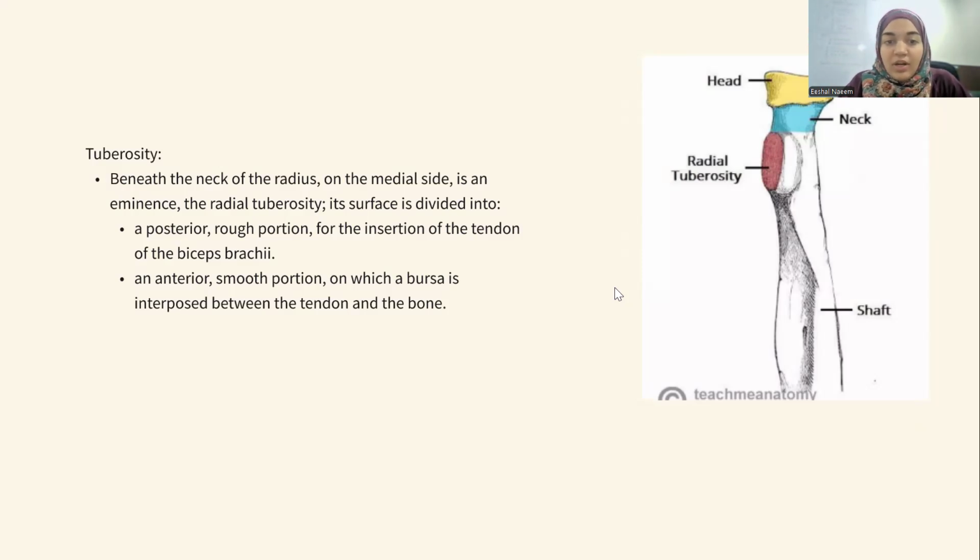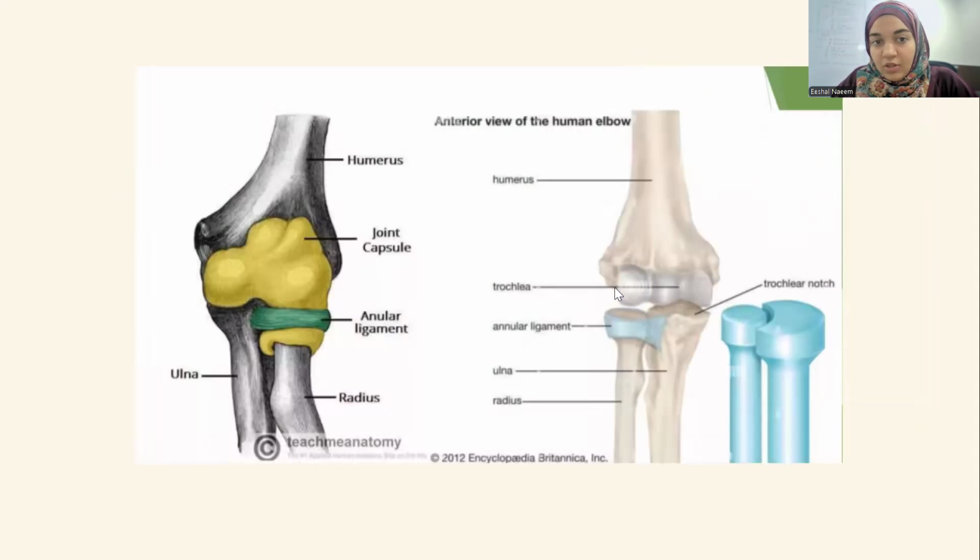The posterior rough portion is for the insertion of the tendon of the biceps brachii. I'll show it to you here. Can you see this rough part? So this is for the insertion of the biceps brachii tendon, and the anterior smooth portion is the part on which a bursa is interposed between the tendon and the bone. Bursas, I told you, are like soft cushions. They help to reduce friction between the joints.